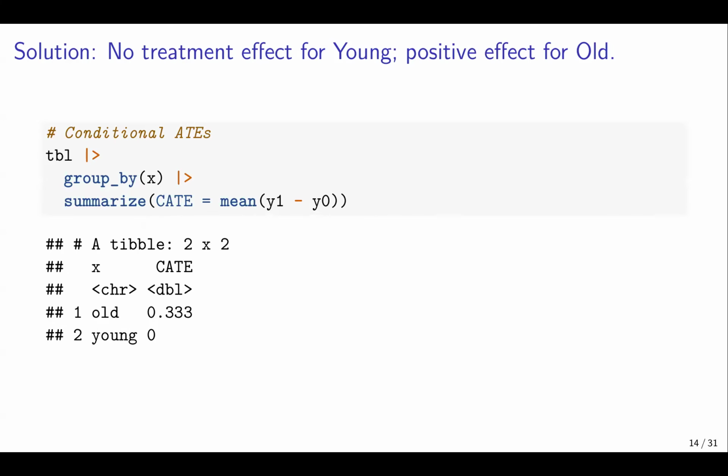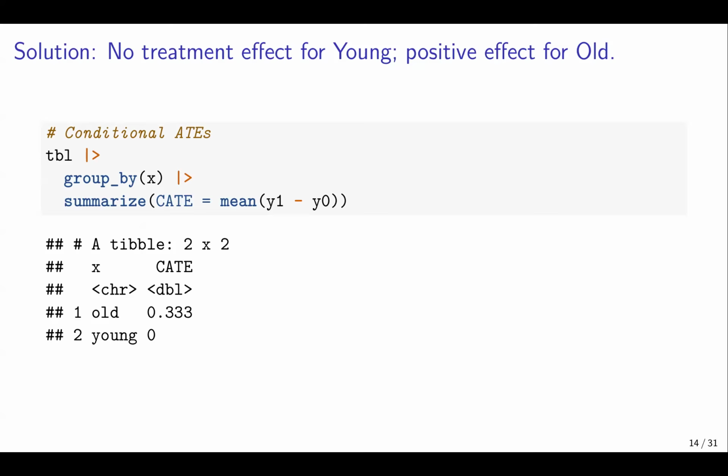All right, well, we can do this with dplyr. It's pretty straightforward. We're again going to use a group by, and I'm going to summarize CATE equals mean of y1 minus y0. I hope by now you're getting the hang of these steps. So what do I end up with?